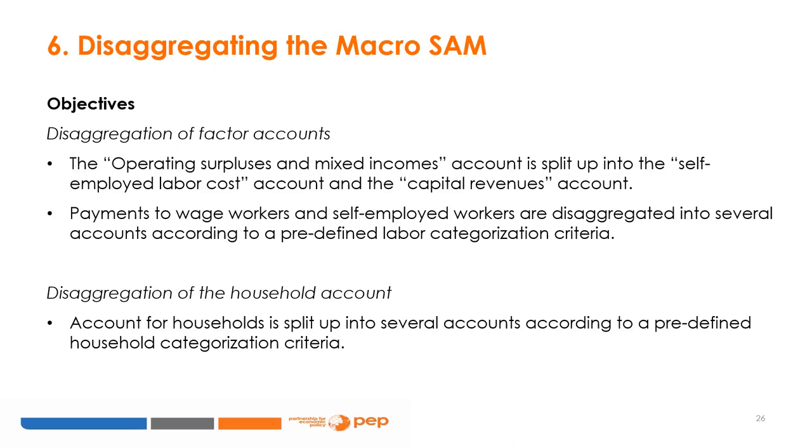The disaggregation of the macro SAM is undertaken in two steps. First, the factor accounts are improved by adjusting the operating surplus and mixed incomes and by disaggregating the labor account. More concretely, the operating surplus and mixed incomes account is split into a self-employed labor costs account and a capital revenues account, and the payments to wage workers and self-employed workers are disaggregated into several accounts according to predefined labor categorization criteria. Second, the household account is disaggregated into several representative categories according to predefined household categorization criteria.